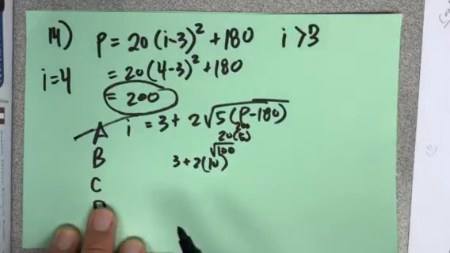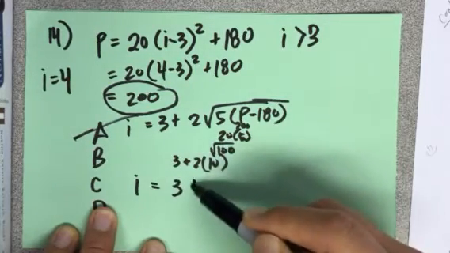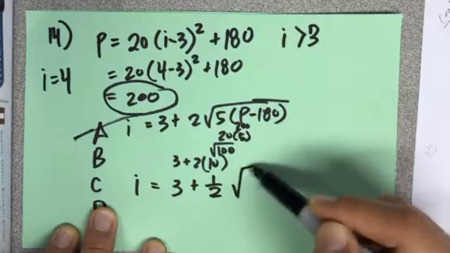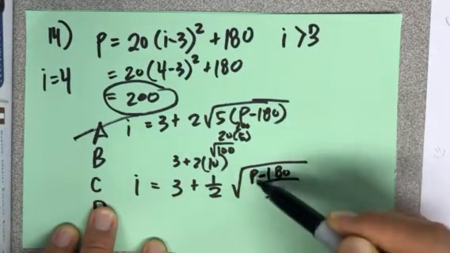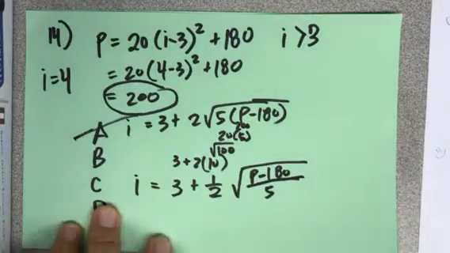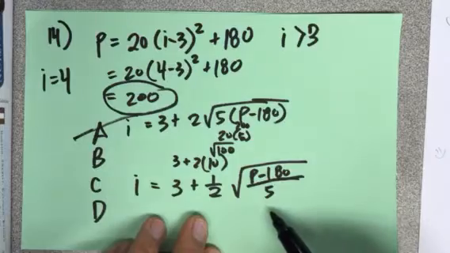I'm going to take you guys straight to the answer. The answer is I equals 3 plus half square root P minus 180 over 5. Now, some of you guys are like, what the heck? That looks too crazy. Okay, but this will be the answer. I promise you. Let's show you how, okay?